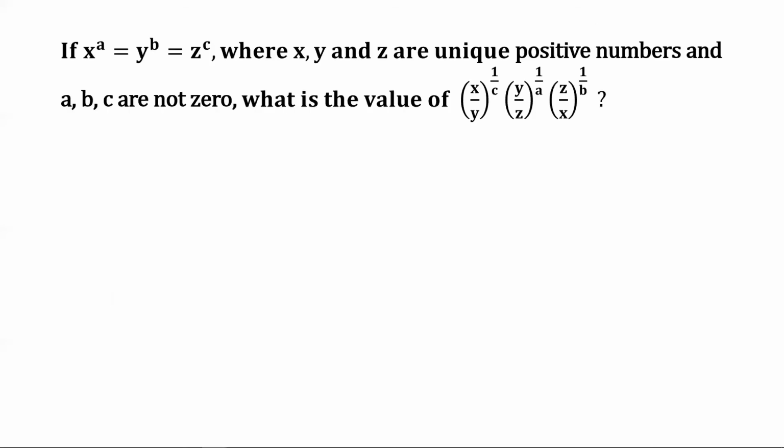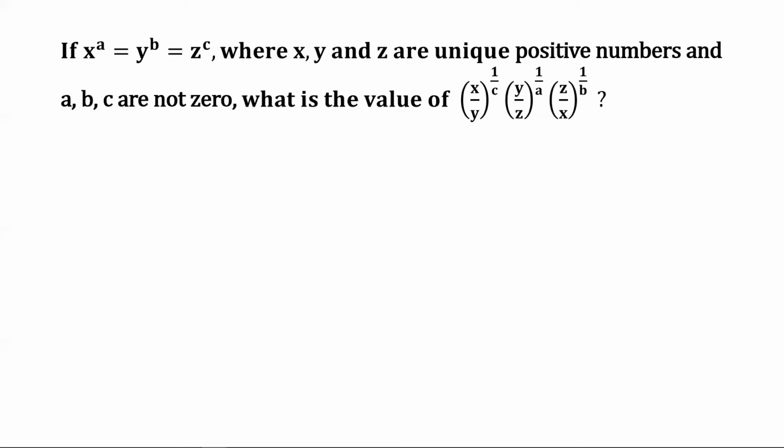relationship. So going over to the next problem, this is an exponents problem, which looks complicated. So we have x to the power a is equal to y to the power b is equal to z to the power c, where x, y, z are unique positive numbers and a, b, and c are non-zero. And we are asked to find the value of this expression.